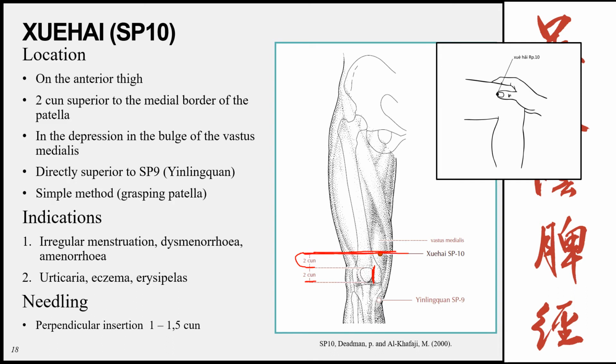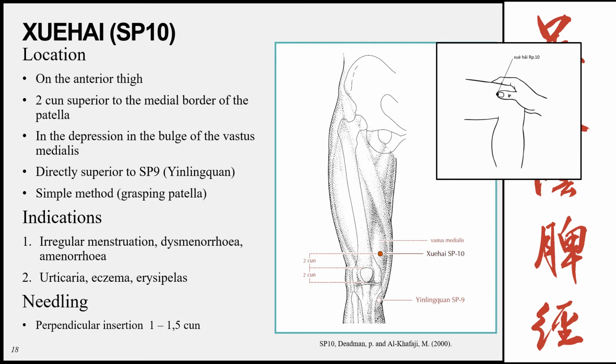And then where along this line you need to be, you have to find the bulge of the vastus medialis, which means the center of the muscle. If you see here, this is the muscle, and we're going to be in the center, around here. There is also a simple way of locating this point, and the simple method is actually preferable to the other method, as the other method is quite complicated.